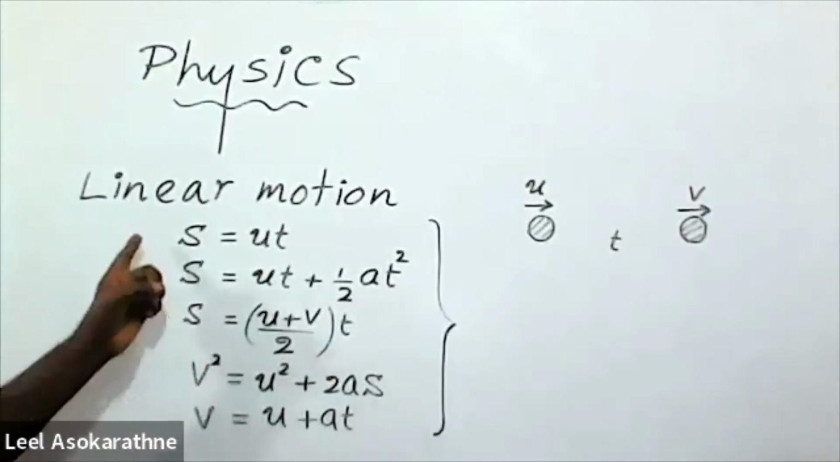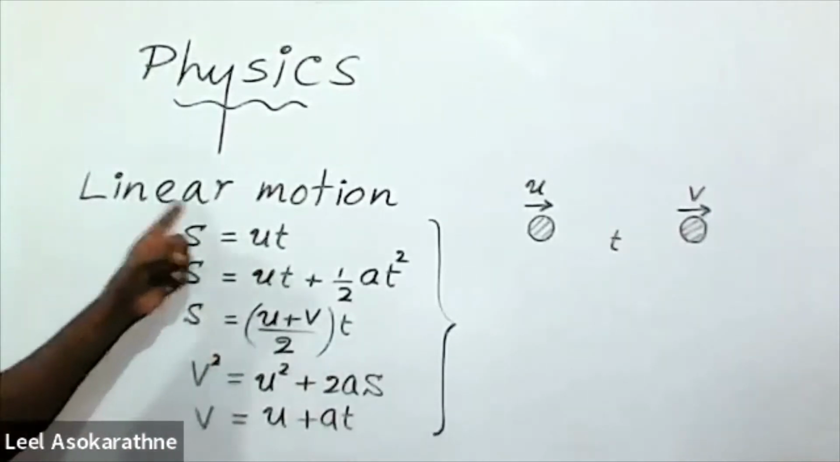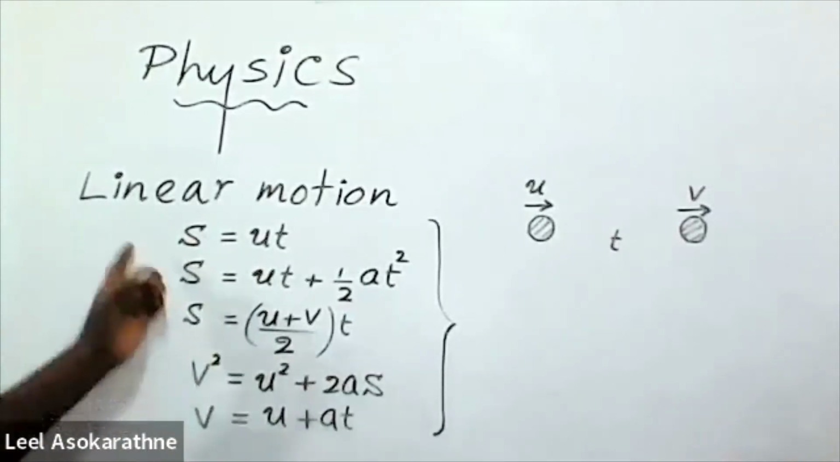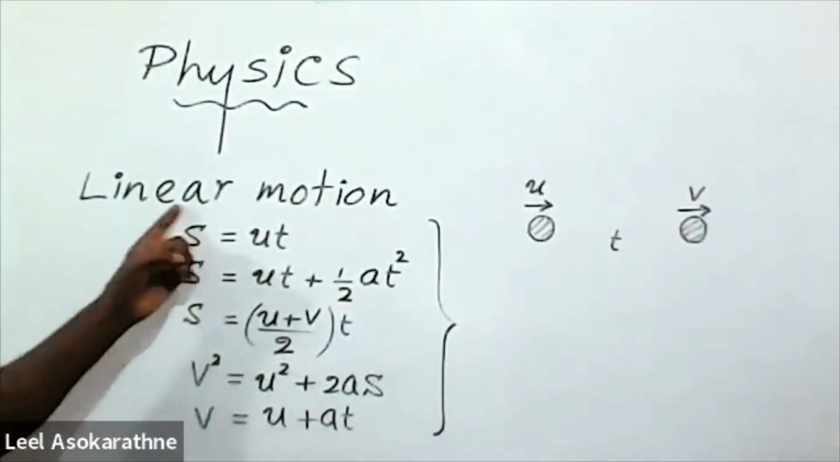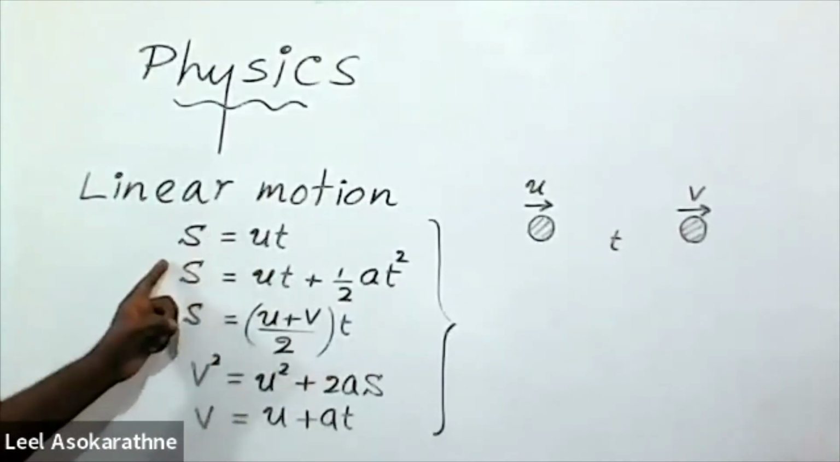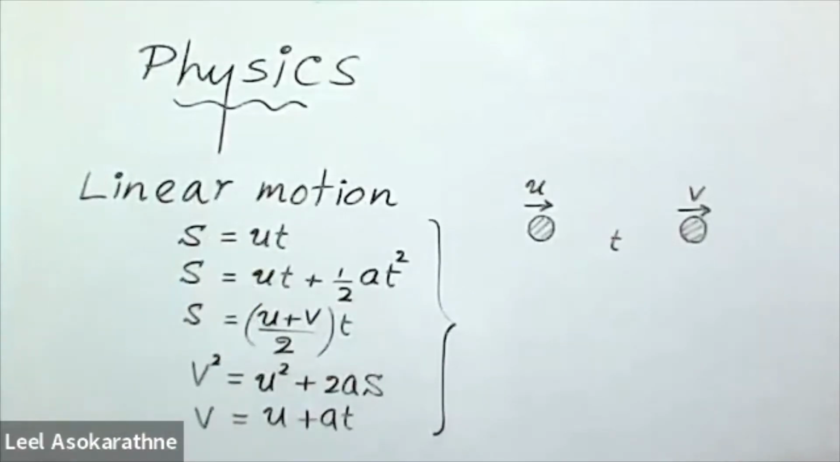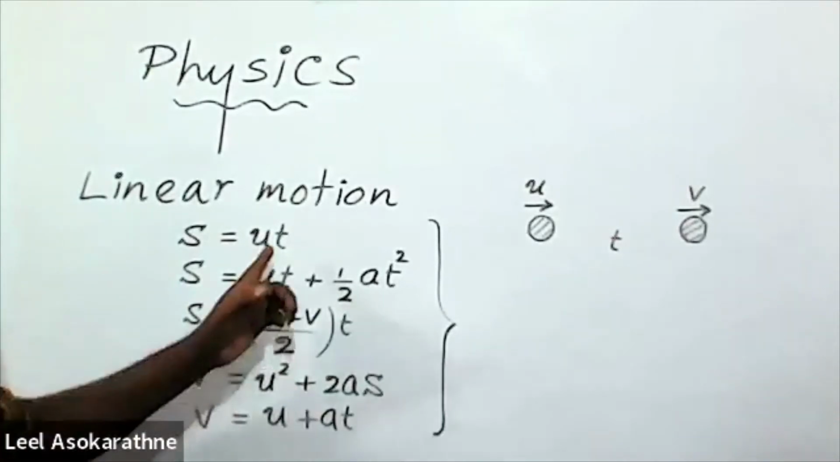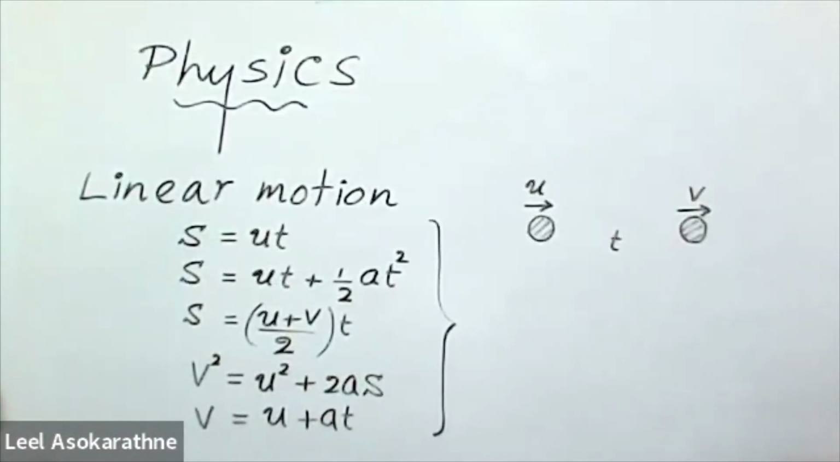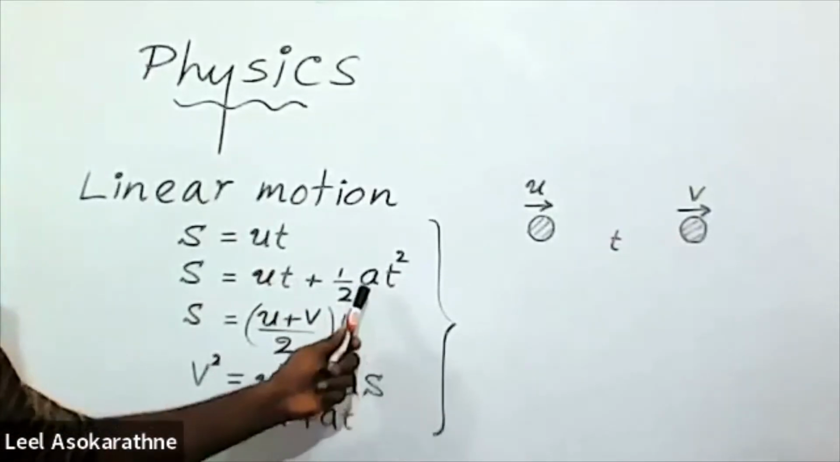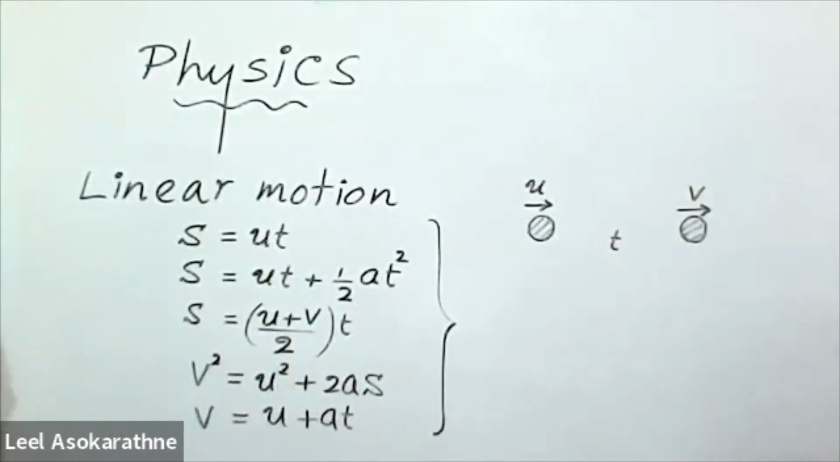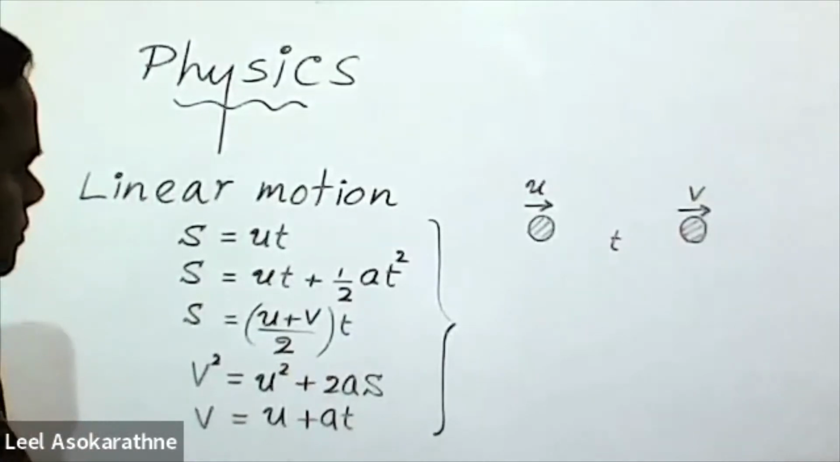Basically, when you talk about this symbol s, it refers to displacement, or rather linear displacement, u is initial velocity, and t is time. Here a normally represents acceleration, but sometimes you are talking about deceleration or retardation, but we do not use a different relation for that.